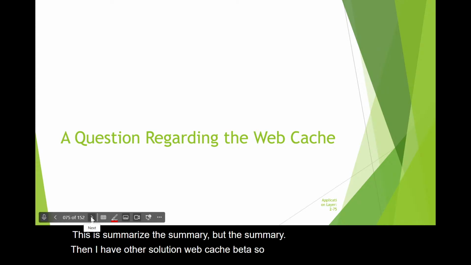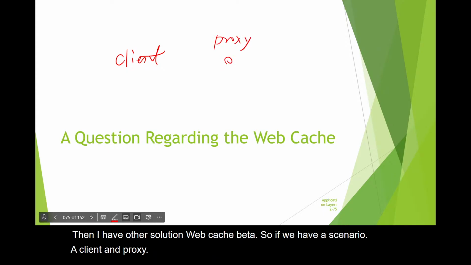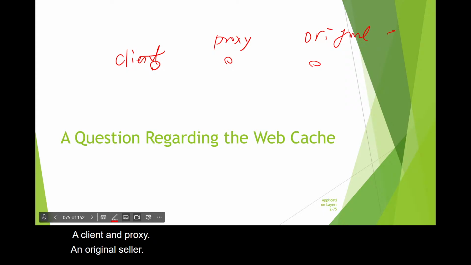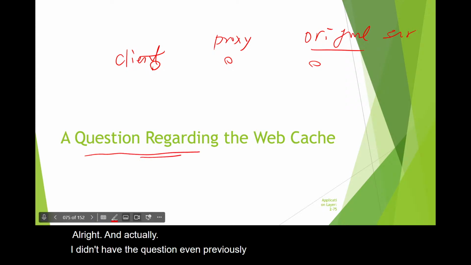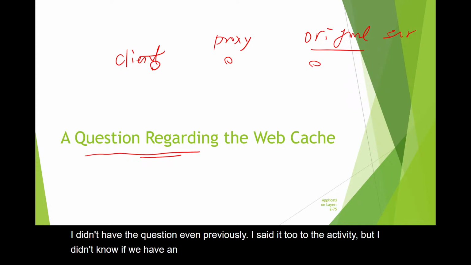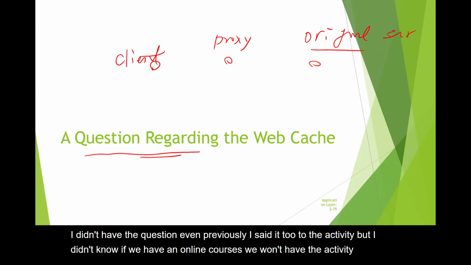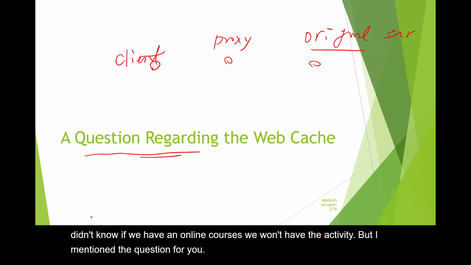So if we have a scenario, a client and proxy and original server. All right, and actually I didn't have the question. Previously I set it as an activity, but we have online courses, so we won't have the activity. But I mentioned the question for you. And here, let me pose the question.